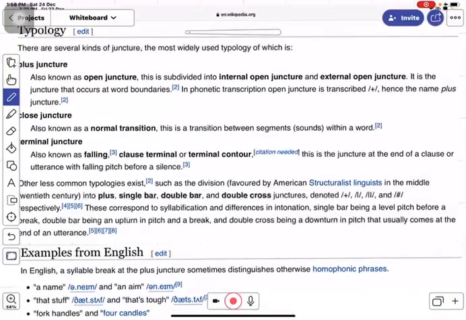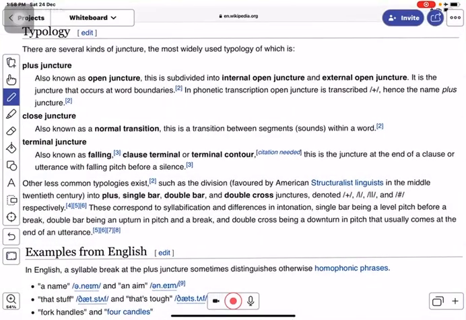Typology. So, plus juncture, several kinds. Plus juncture, also known as open juncture, subdivided into internal open and external open juncture, transcribed with a plus sign, and that is the reason why it is known as plus juncture. Closed juncture, also known as normal transition, is the transition between segments within a word, inside a word.